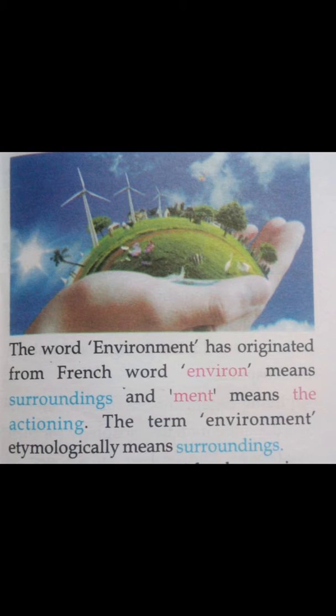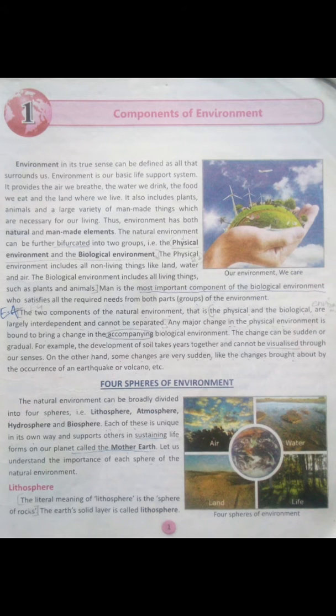On the basis of origin, the geographical elements can be broadly classified into two groups: natural elements and human-made elements. The natural environment can be further divided into two categories. One is the physical environment, and the second one is the biological environment. The physical environment is also known as abiotic, and the biological environment is known as biotic.